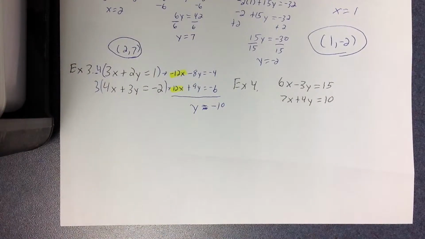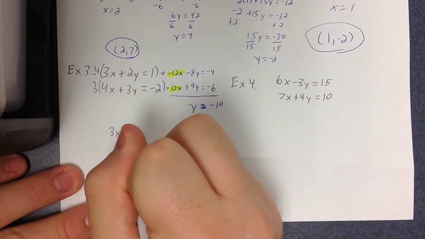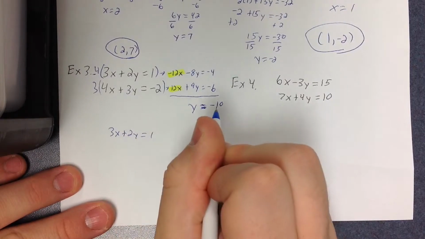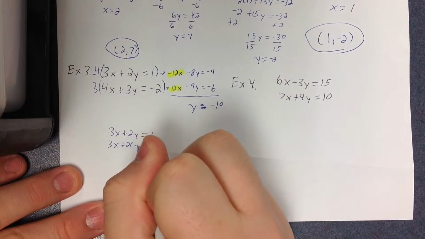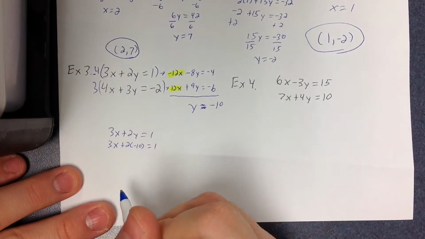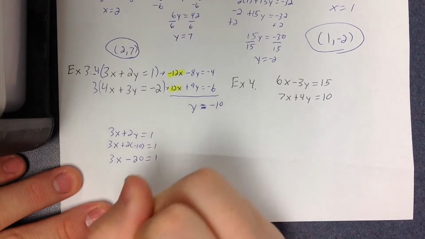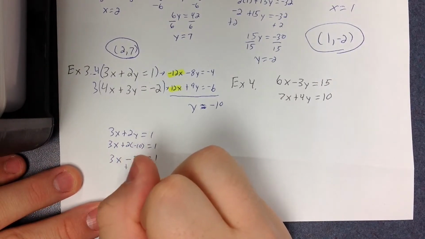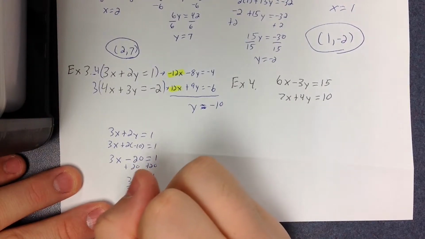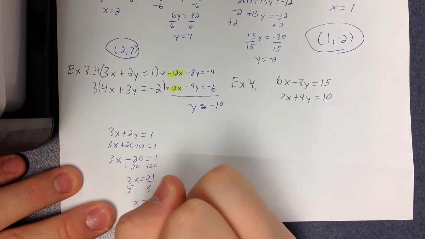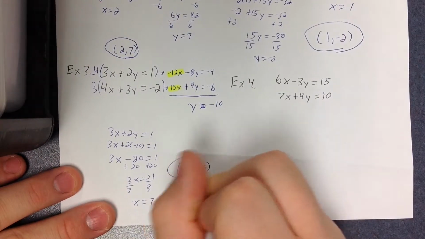Then again, go back and find an equation you want to use. I'll just use the top one because they're all positive. So 3x plus 2y equals 1 and y equals negative 10. So 3x plus 2 times negative 10 equals 1. 2 times negative 10 is negative 20. So I add 20, get 3x equals 21. Divide by 3, I get x equals 7. So now I got x is 7, y is negative 10.